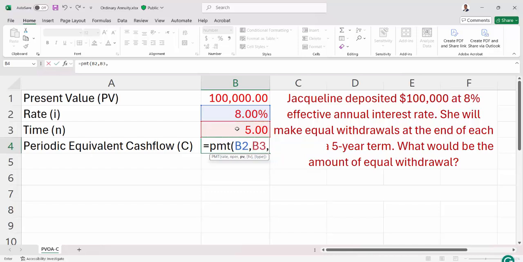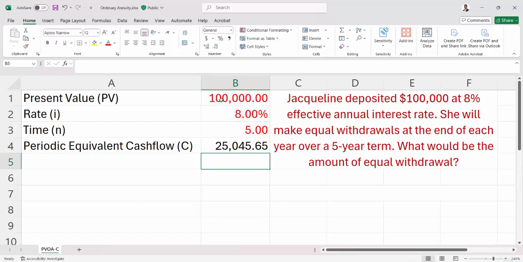Please remember, we have a negative relationship between our payment and present value. Therefore, we need to put a negative sign in front of our present value. Close bracket, enter. This will give us the amount of our periodic equivalent cash flow.